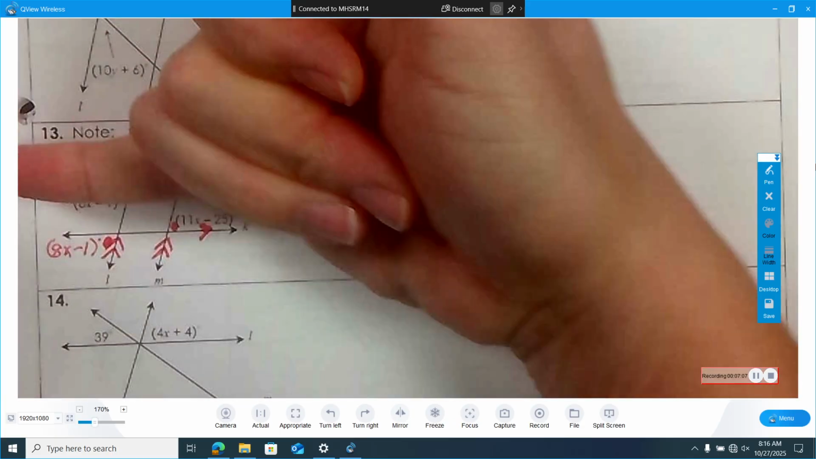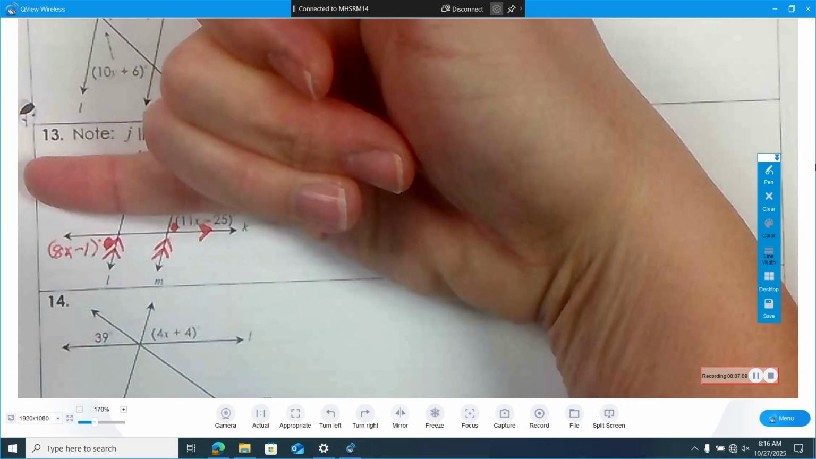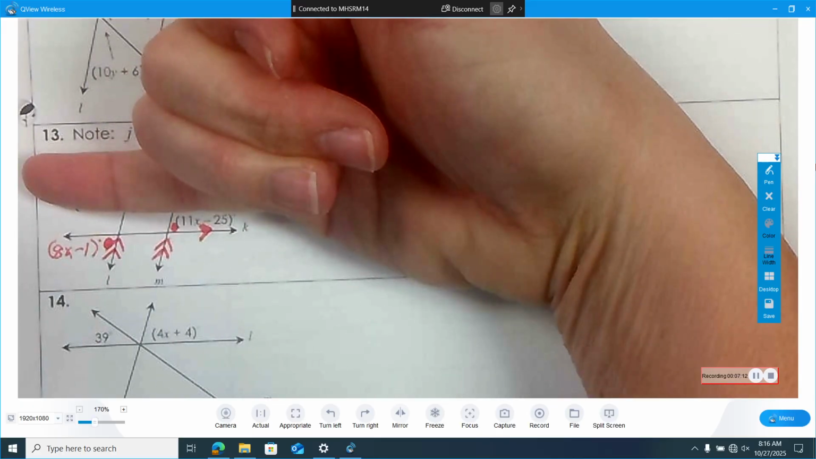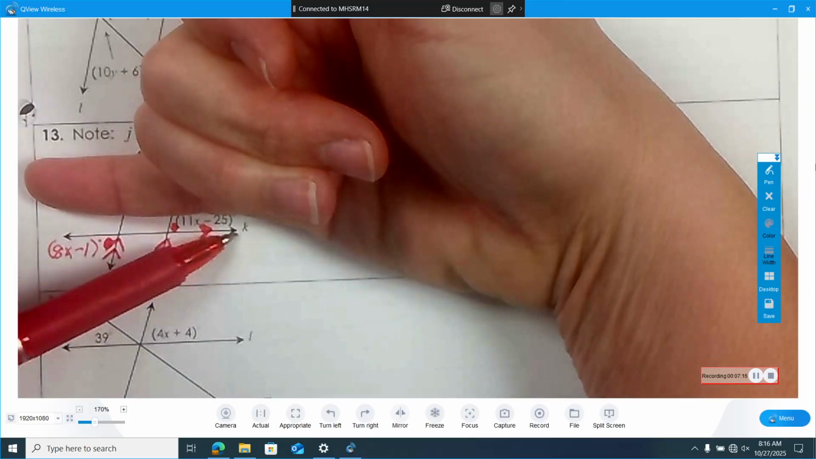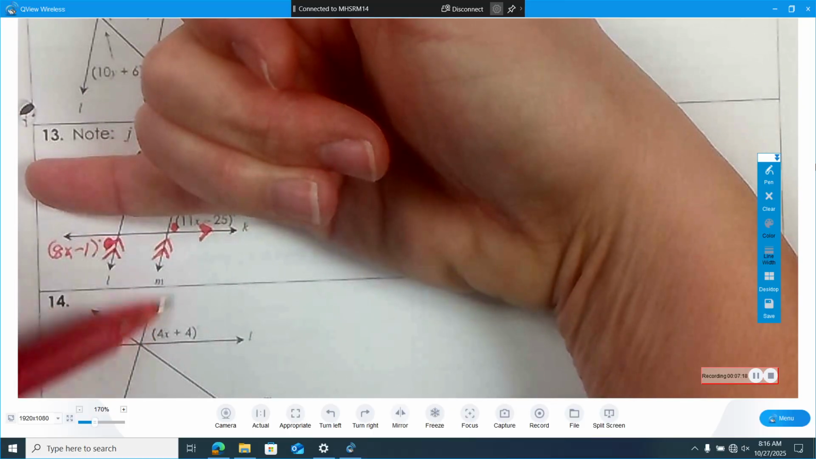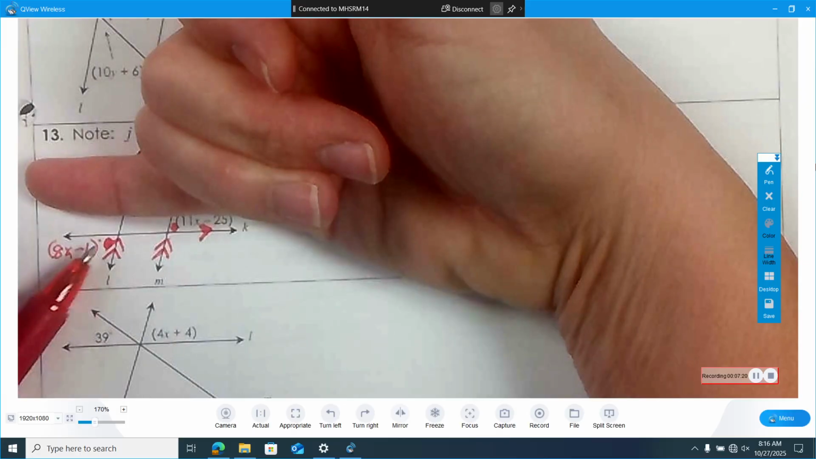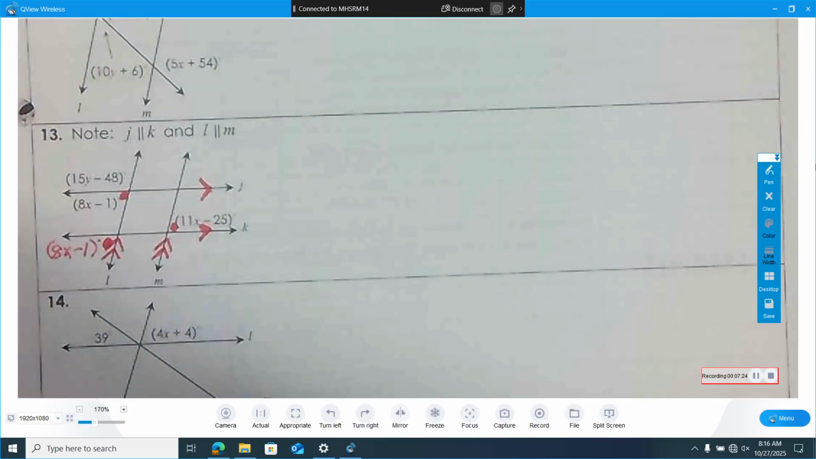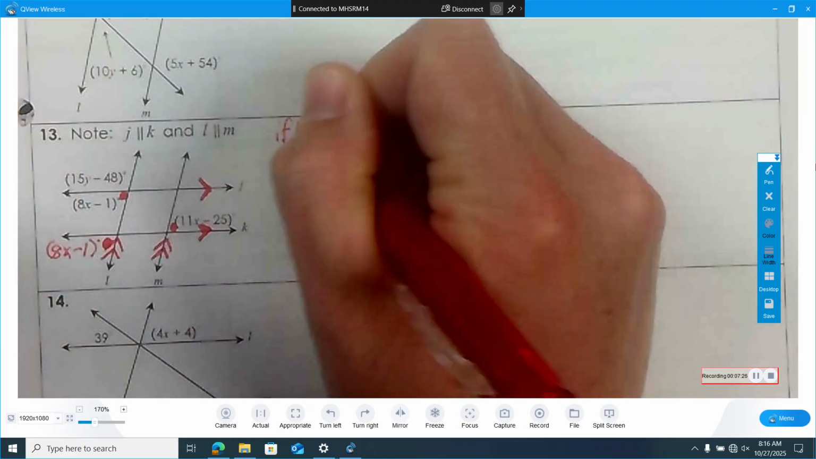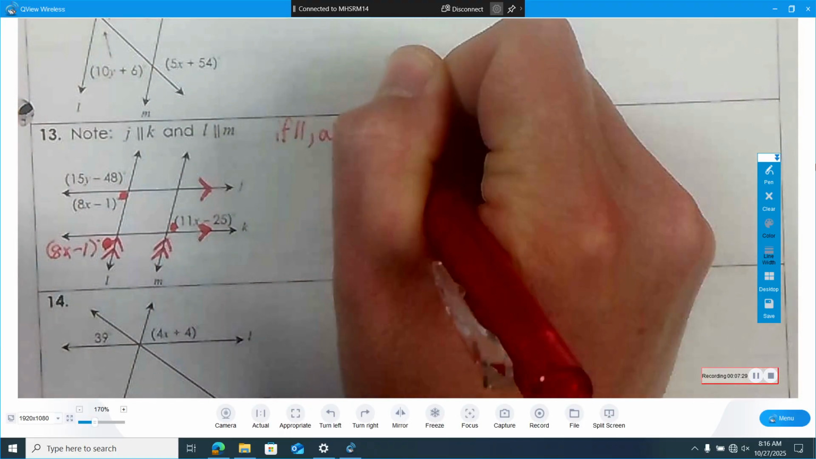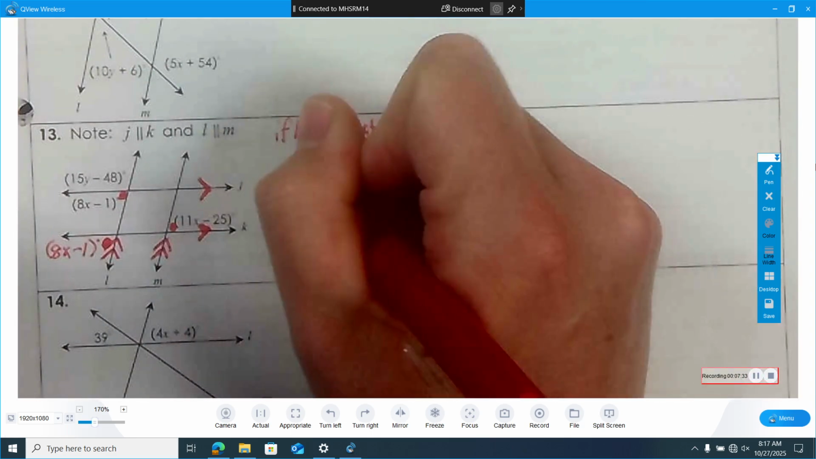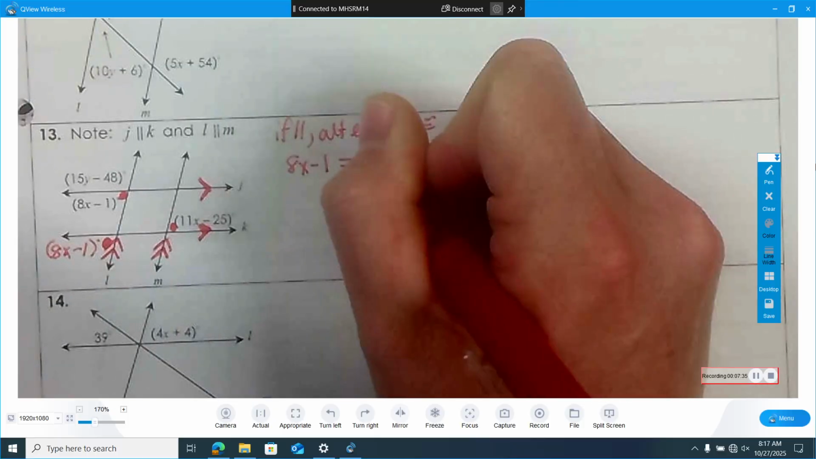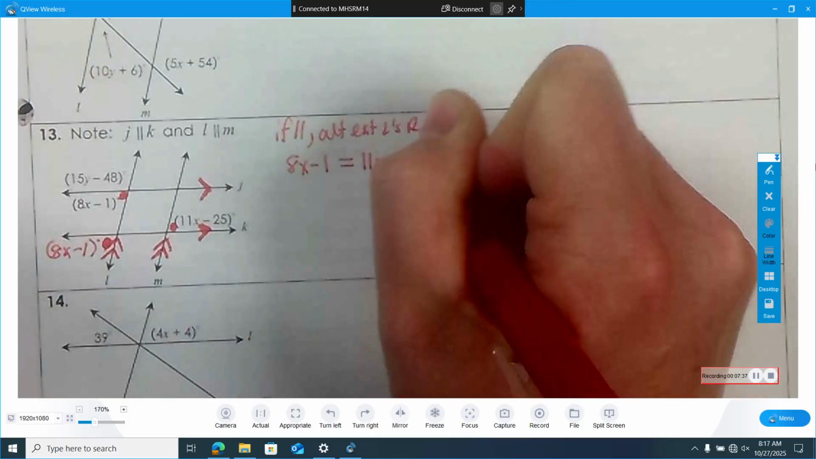You've got to ignore the top. Alternate exterior. Yep, you've got to ignore the top there, so that you're seeing here we have a transversal touching both of them, and then two parallel lines. So they are on the exterior, and they alternate on that transversal. So if parallel, alternate exterior angles are congruent, which means 8x minus 1 is going to equal 11x minus 25.